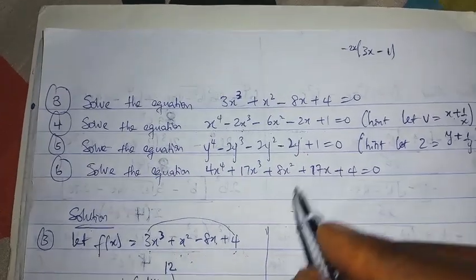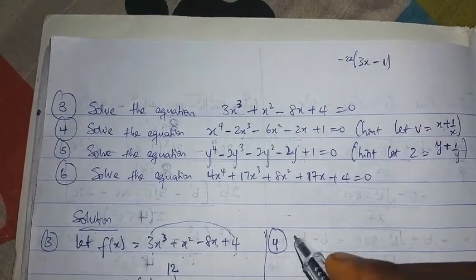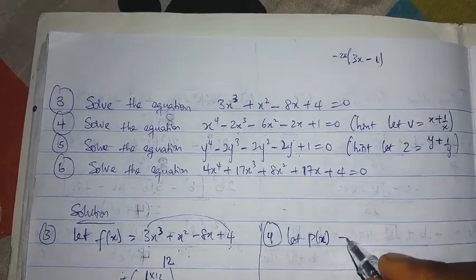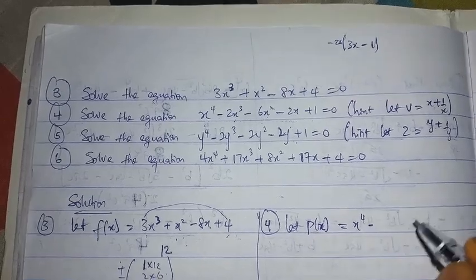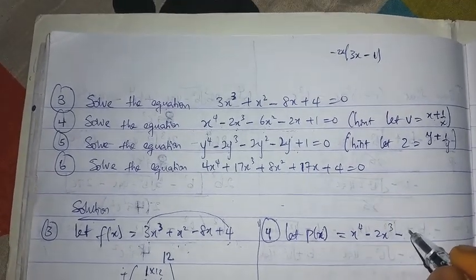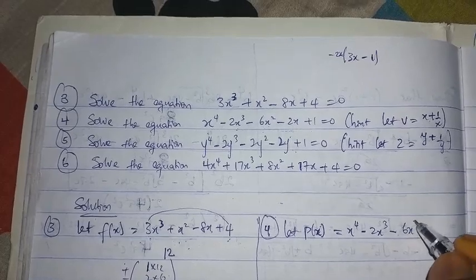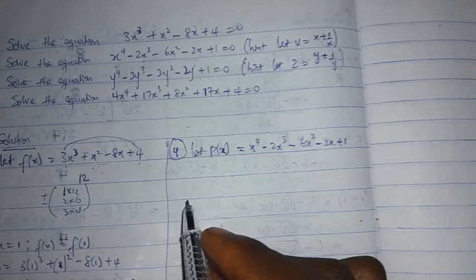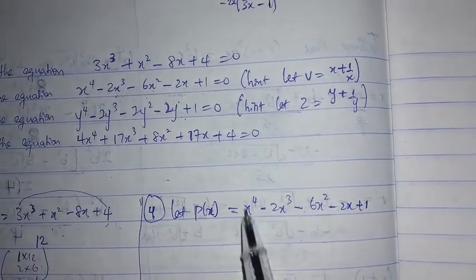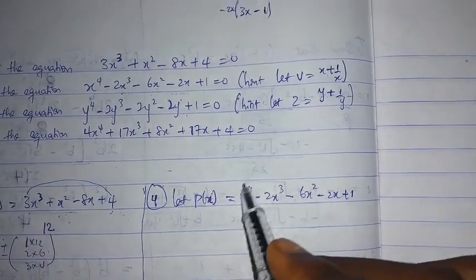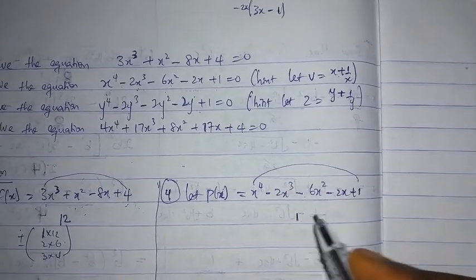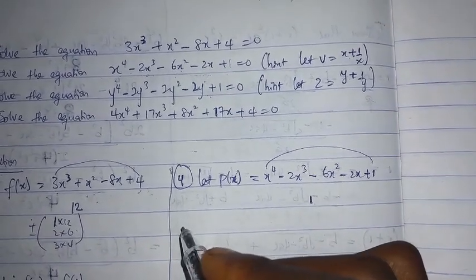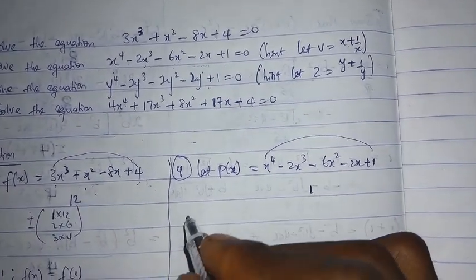So solving this one quickly, let me use p of x now because they are all functions of x. Let p of x be equals to x raised to the power 4 minus 2x cubed minus 6x squared minus 2x plus 1. So the same thing happens here. I'll look at the coefficient of the highest power of x and this constant. So multiplying is 1, so it's either plus or minus 1 that can work. If I try plus 1, it does not work. Then I'll try minus 1, it does not work. Then there are no factors for this polynomial.